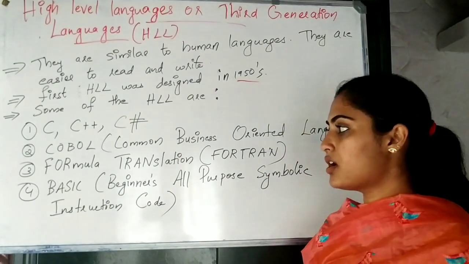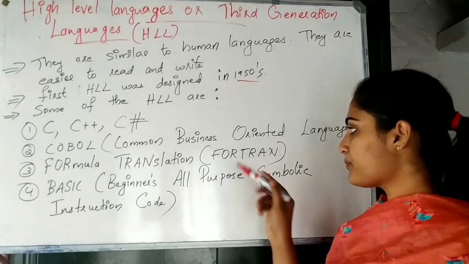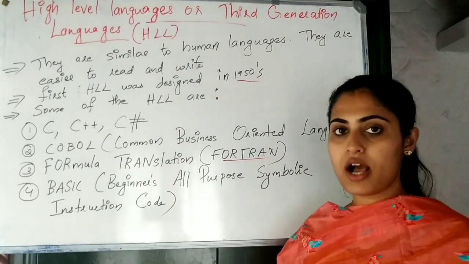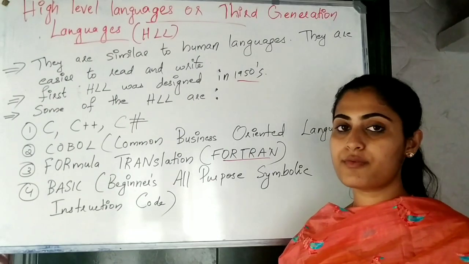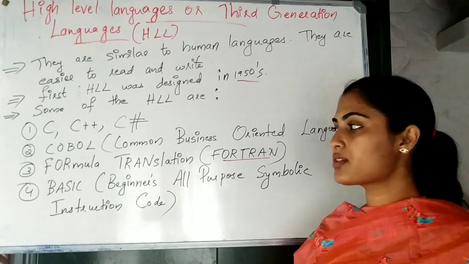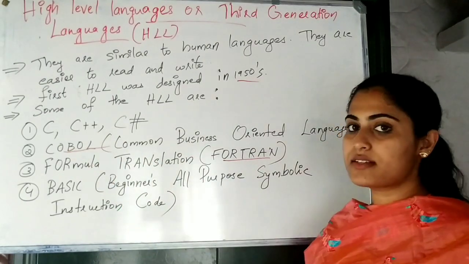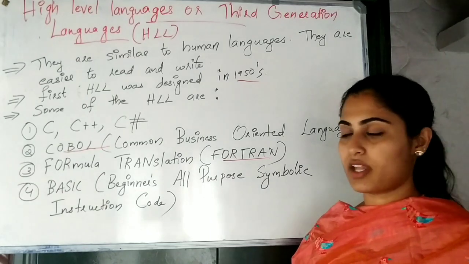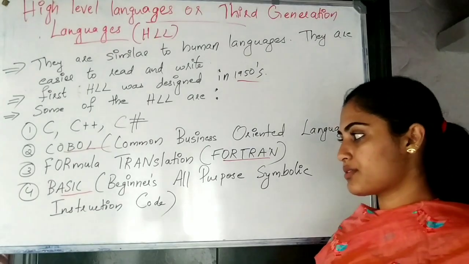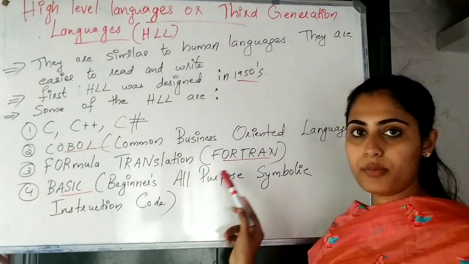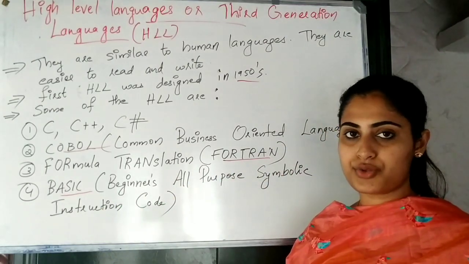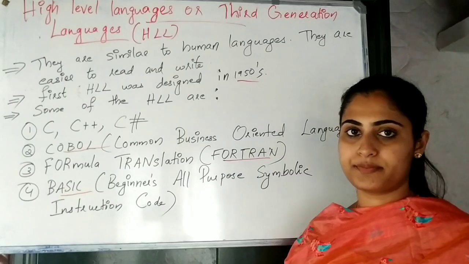The full form for Fortran is Formula Translation. And the full form for Basic is Beginners All Purpose Symbolic Instruction Code. So you should study these full forms.